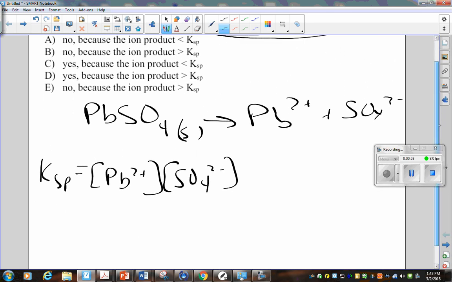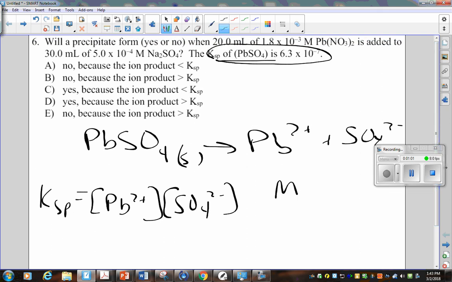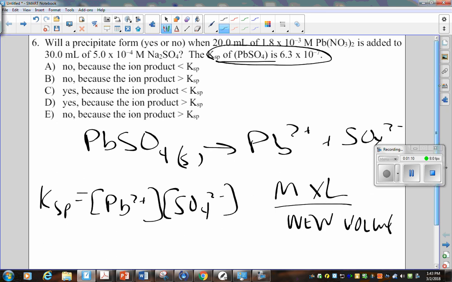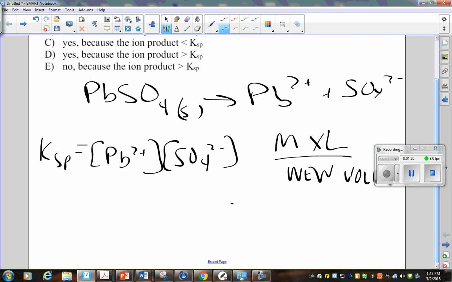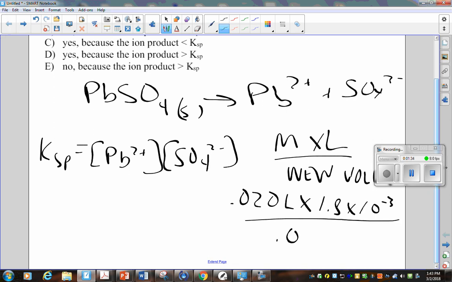So all I'm going to do is molarity times liters divided by the new volume for each of them, because they're being mixed together. So the new volume, drop it in there, and then I get my calculation. The first one is 20 milliliters of 1.8 times 10 to the negative third. Notice I'm combining 20 and 30, so my milliliters is going to be 50. So it would be 0.02 liters, 20 milliliters, times 1.8 times 10 to the negative third, over the new volume, which is 0.0500 liters.